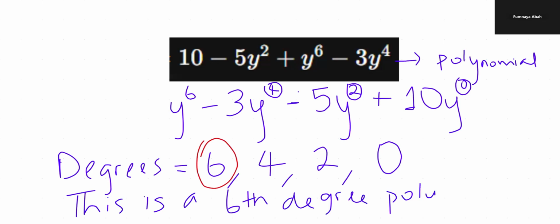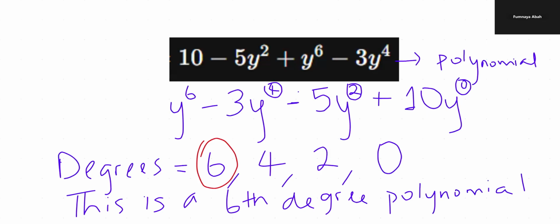Again, the degree of a polynomial is not based on the number of terms because this polynomial has 4 terms. So this is not a 4th-degree polynomial. It's a 6th-degree polynomial because the degree of the term in the expression was 6. The highest degree of the monomial in this expression was 6. So therefore, it's a 6th-degree polynomial.